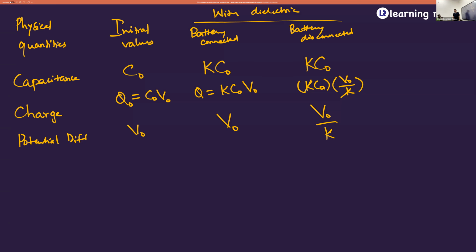Are you able to understand here? Right. So this is the potential difference. The next concept is about electric field. If I take the electric field to be E naught, this E naught will be equal to V naught divided by D. So what will be the new electric field?